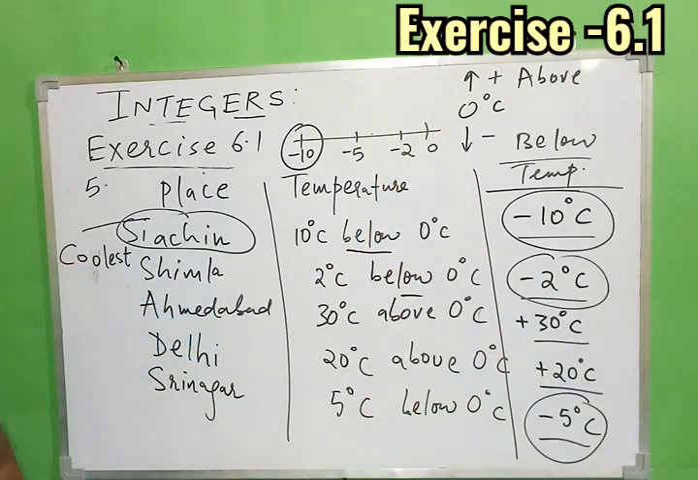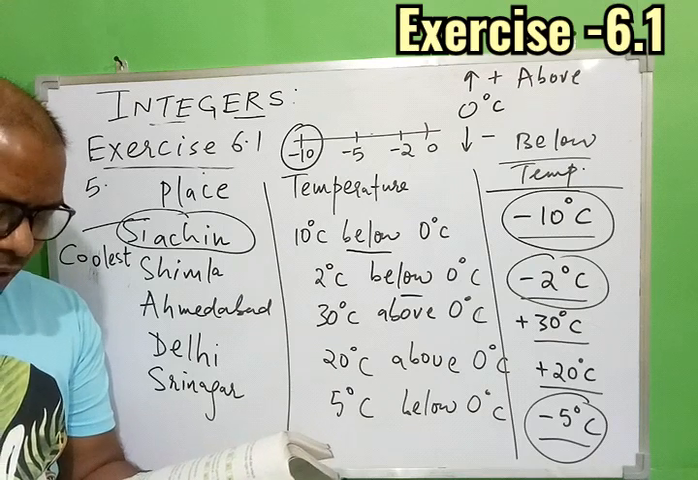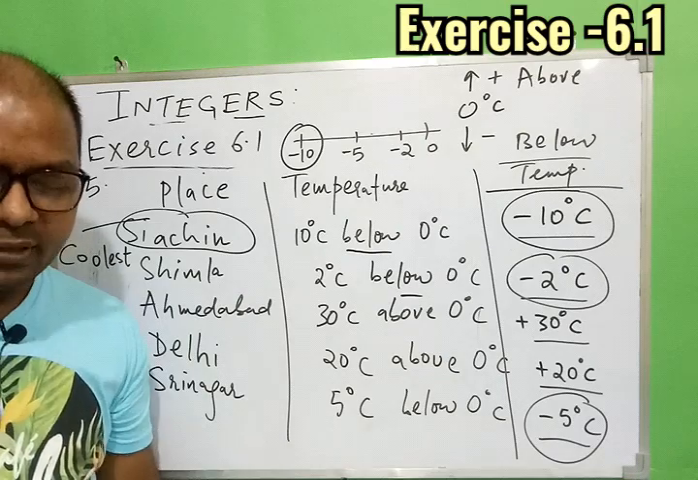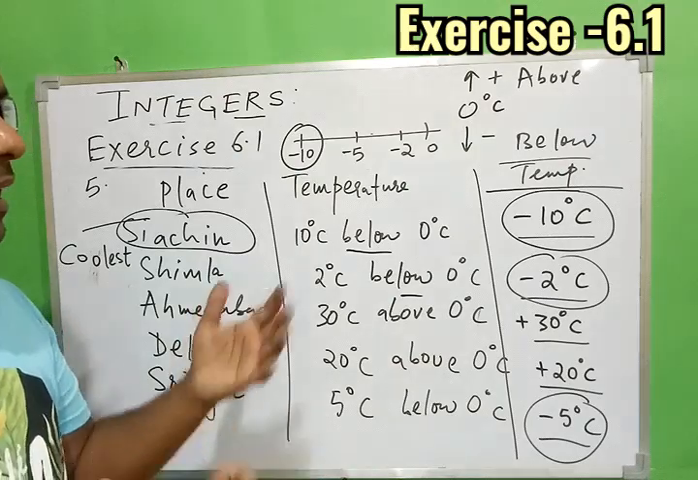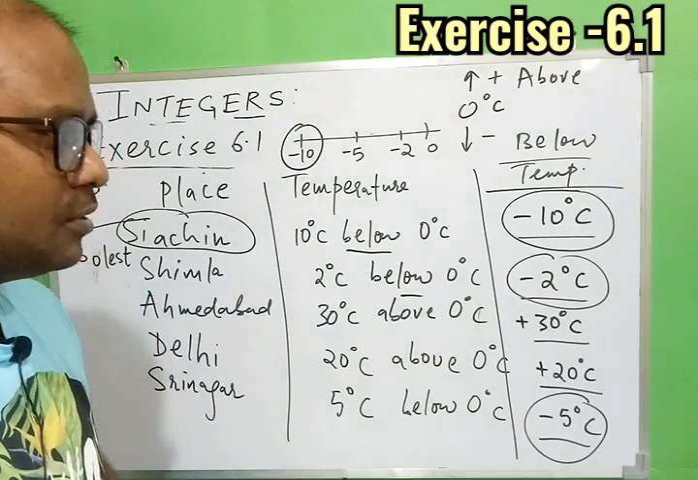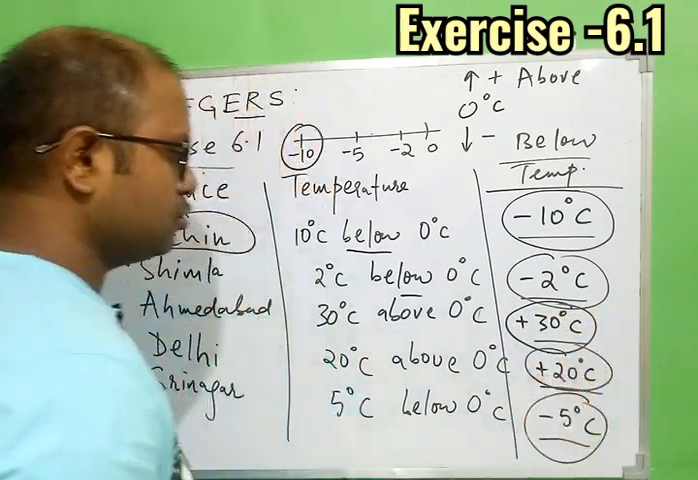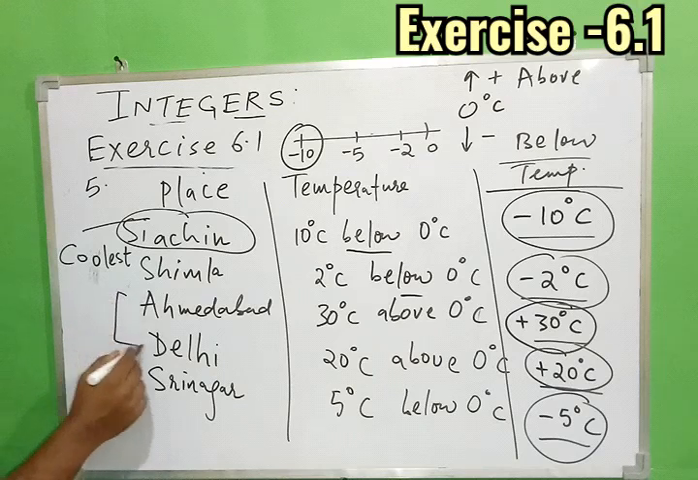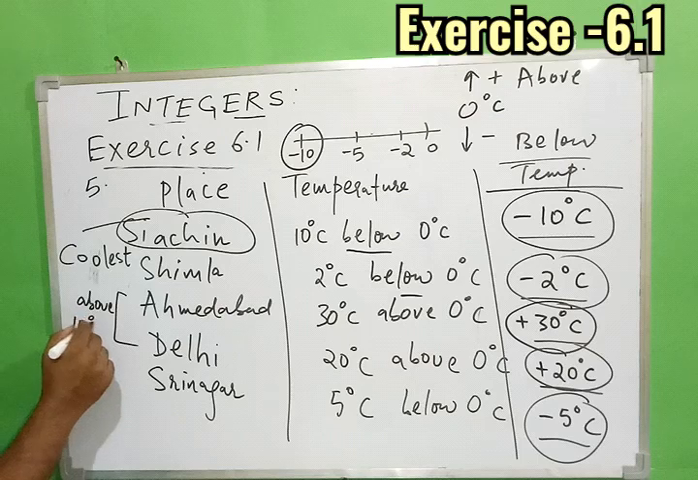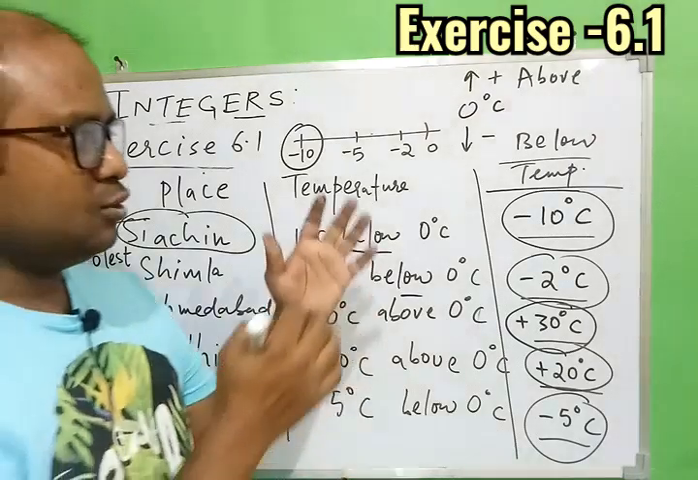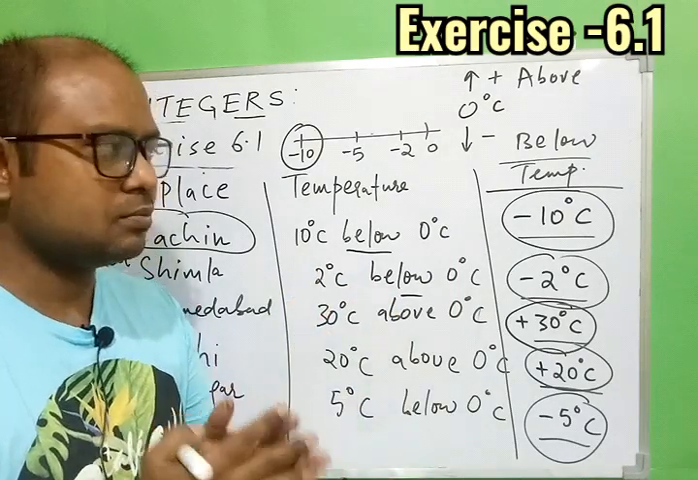Okay, then the second question is write the names of the places where temperature is above 10 degrees Celsius. So we have to write down the names of the places where temperature is above 10 degrees Celsius. So above 10 degrees we are able to see that is 30 degrees, we are able to see 20 degrees. So we can say Ahmedabad and Delhi having temperature above 10 degrees Celsius. So I hope based on the positive and negative numbers you are able to compare the numbers, which one is greater, which one is smaller.